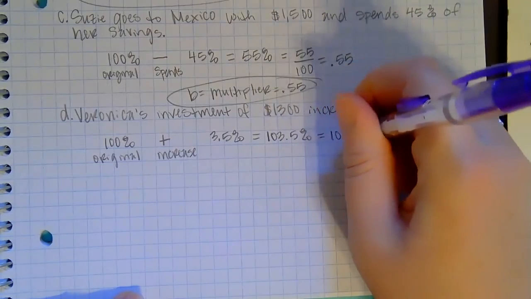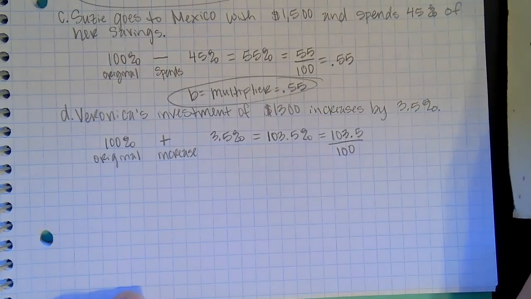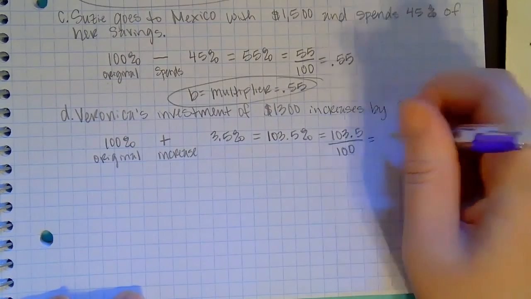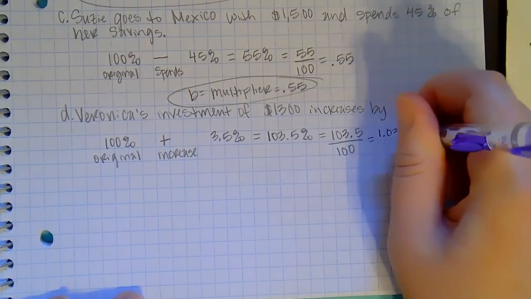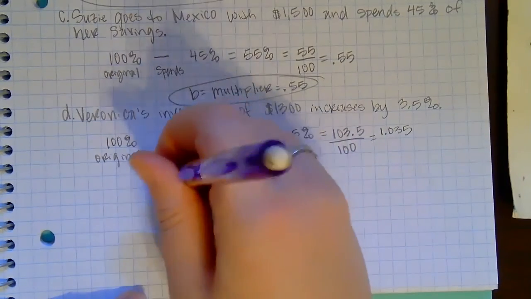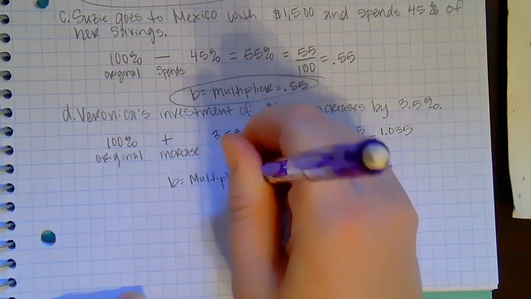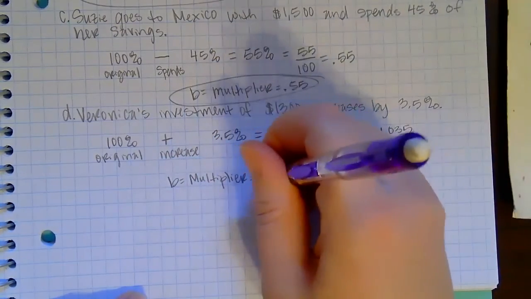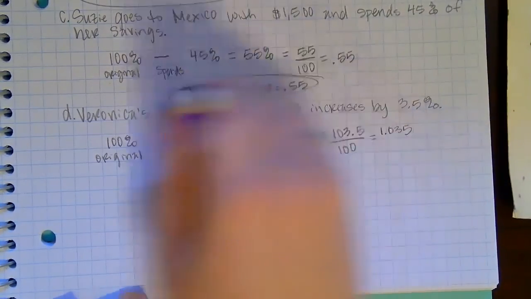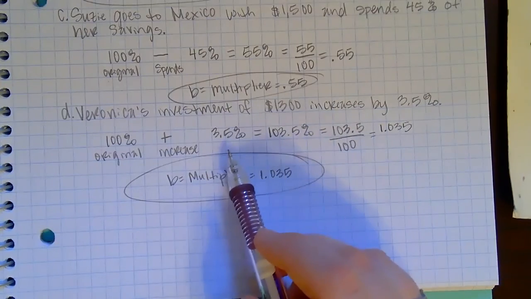So that's 103.5 out of 100, remember? And then once you divide that, you're going to get 1.035 as your multiplier. So my B, or my multiplier, is 1.035. And again, it has to be greater than 1 because it's increasing.